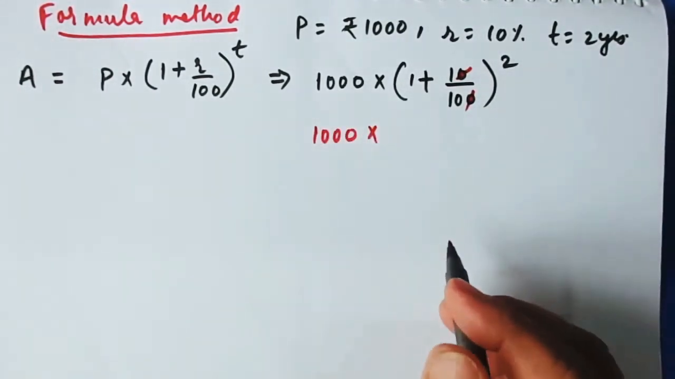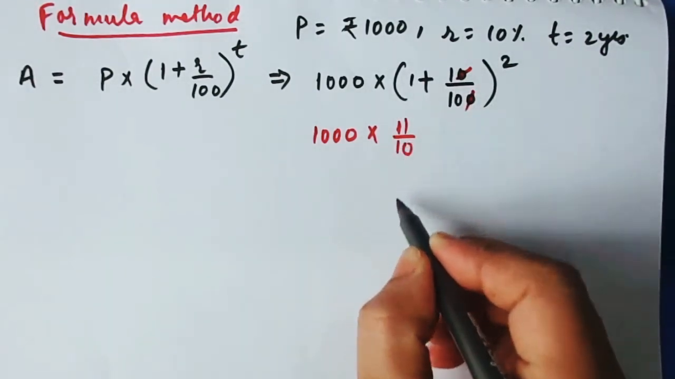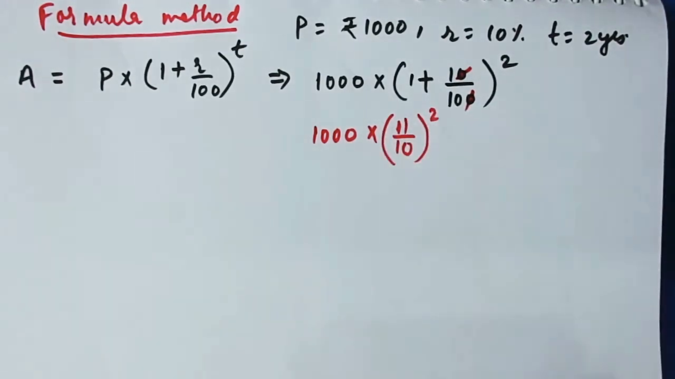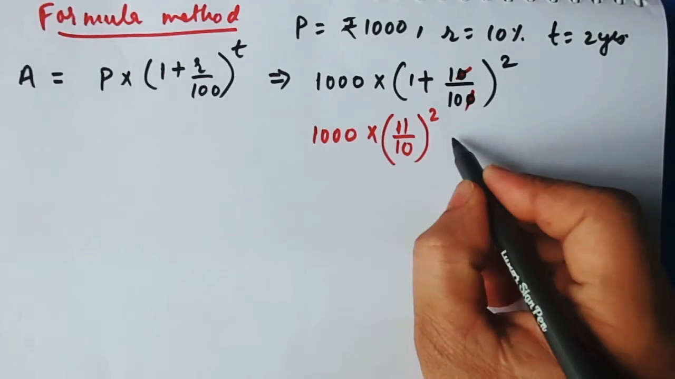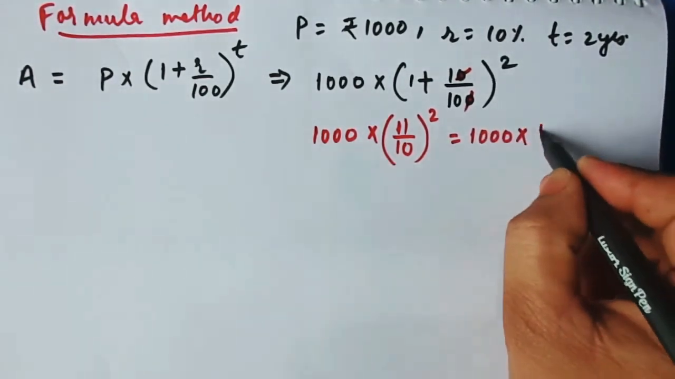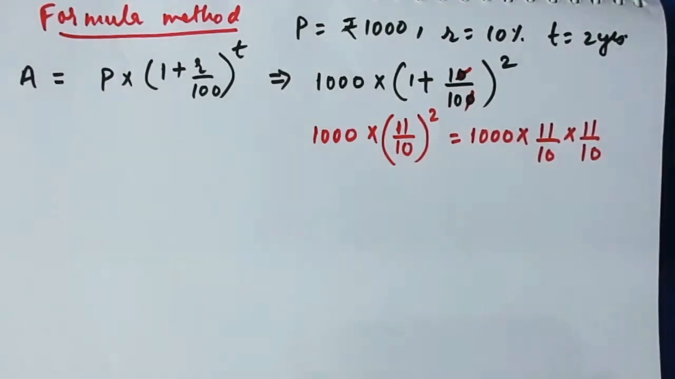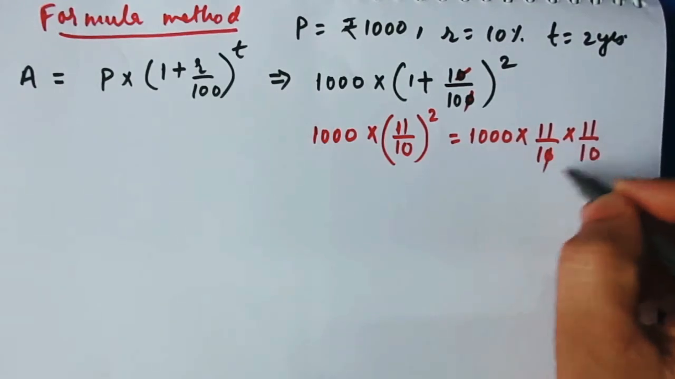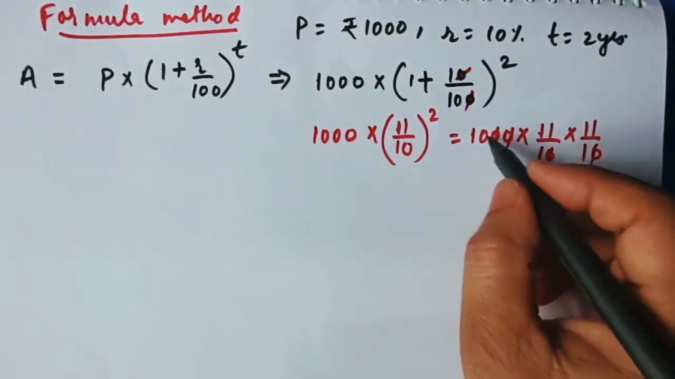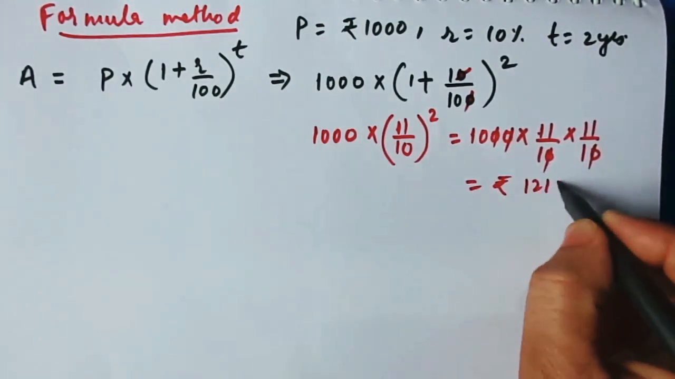Come, 1000 multiplied by 1 plus 1 by 10 will be equal to 11 by 10. है कि नहीं? Whole square means what? The same thing multiplied by itself. आ जाइए, it is equal to 1000 multiplied by 11 by 10 into 11 by 10. See, have a look. 11 into 11, 121, into 10, is equal to rupees 1210.